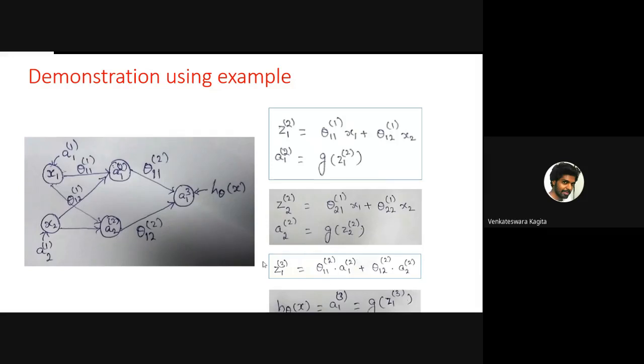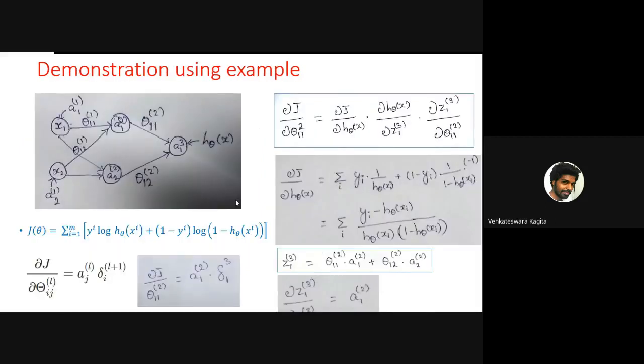I can compute net sum using these two, and again I pass it to the sigmoid function, I get A13, which is equivalent to h theta of x. So A13 is my prediction. Correct. So this is forward propagation. That is how I do forward propagation, isn't it? According to the procedure that we have defined.